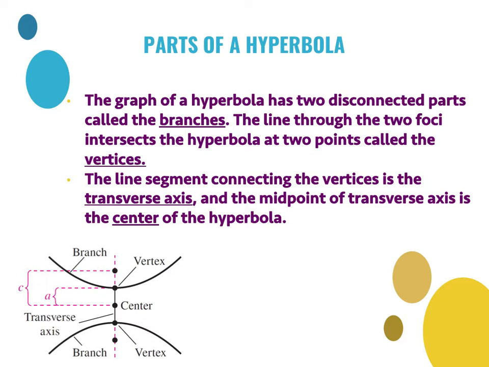So parts of the hyperbola, it's going to have two disconnected parts. These two disconnected parts are called the branches. And then the line that you could draw through the two foci that intersects the hyperbola at 2 points, those 2 points are going to be the vertices. And then the line segment connecting the vertices is called the transverse axis. And the midpoint of the transverse axis is going to be the center. Now, when we see the standard form of the equations, the first variable we see, the top of the first fraction, that's going to be the axis that it's transversing or touching.